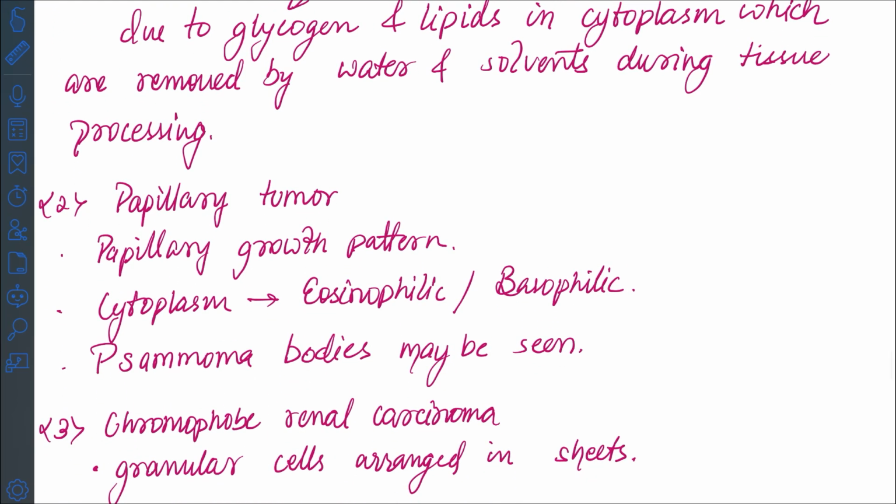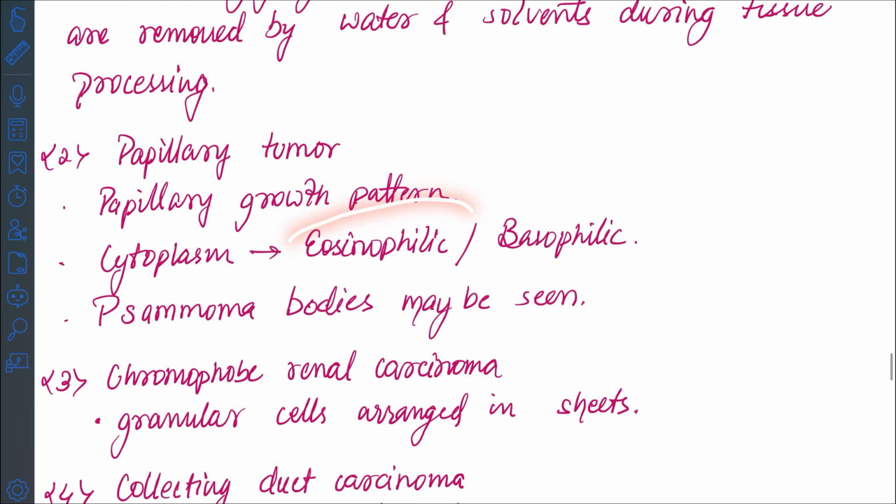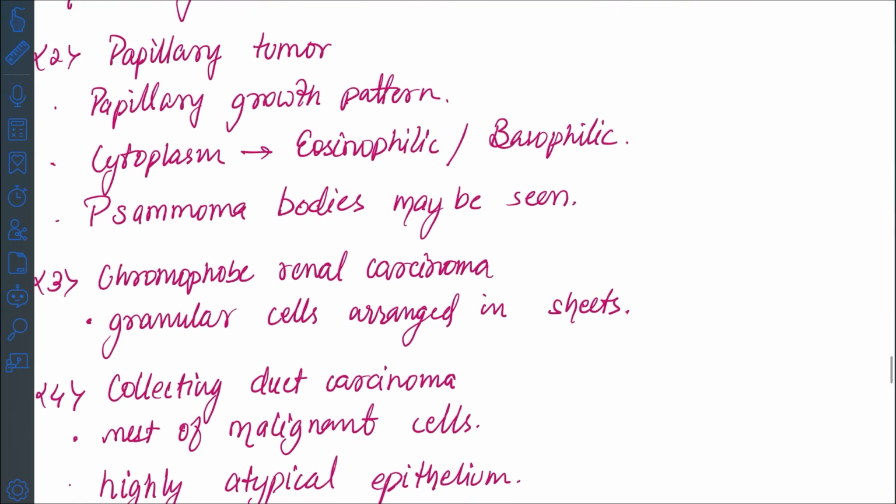The second tumor is the papillary tumor. Here the papillary growth pattern is evident, as the name suggests. The cytoplasm is eosinophilic or basophilic, that is, granular. The important, characteristic feature of this tumor is that psammoma bodies are seen. These psammoma bodies are the characteristic feature of papillary neoplasm. In other papillary neoplasms, like in the ovary or other places, we can also see these psammoma bodies.